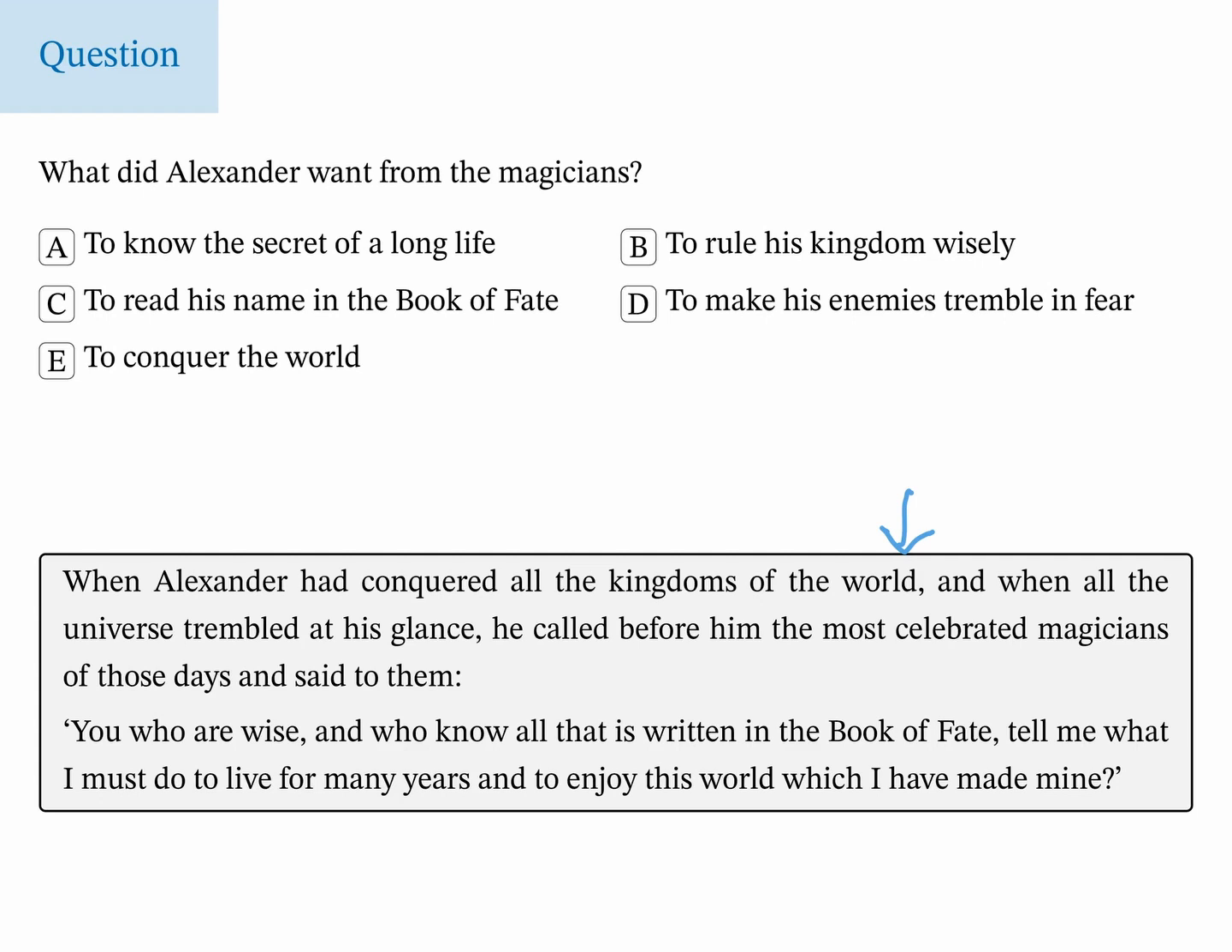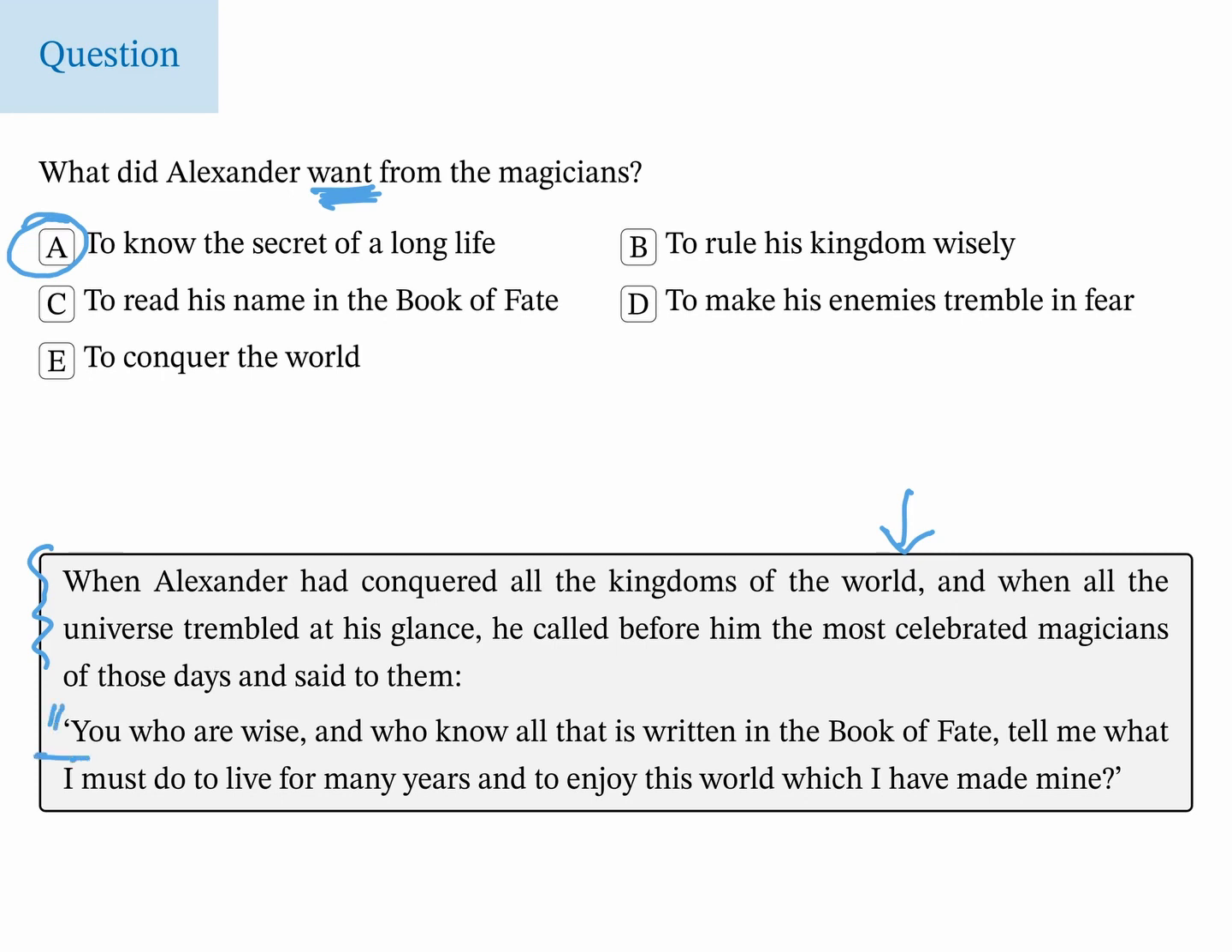Okay, that's halfway. A few more seconds. Okay, I think we've had the answers in. So you've chosen this one, A, to know the secret of a long life. Okay, so here we have a straightforward example of finding information in the text. So in this question, what did Alexander want from the magicians? So you can see there's this intro part and then he starts speaking. So this is where we're looking.